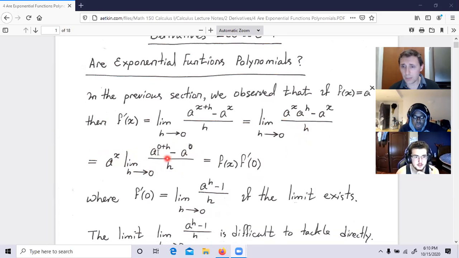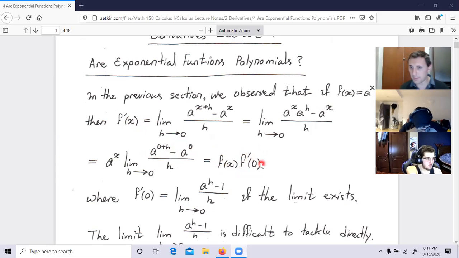This limit we did not figure how to solve, but it represents the derivative of my original function at 0. So far, so good. If it exists, it represents the derivative at 0. So instead of solving it, I solve it symbolically. I just say, let's pretend this is going to be some number, and I'm going to have this labeling for it because it's the derivative at 0. I'll say f prime of 0. And from there, I see that the derivative of my function is my original function multiplied by the derivative at 0. That does not usually happen.